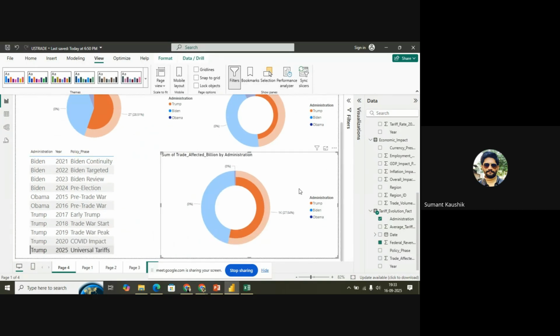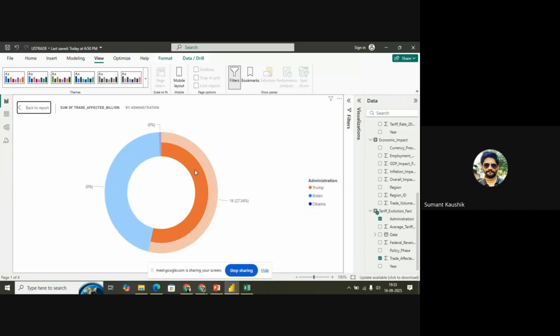And how much trade has been affected? That is the highest. So you can see almost 27% of trade being affected out of 53%. Out of that, about $1,000 billion, this much amount of trade being affected. That is 1 trillion dollars. That is the highest amount of trade affected in the Trump era. So I hope you are getting what I mean to convey.